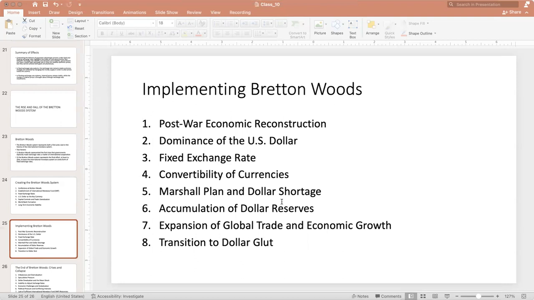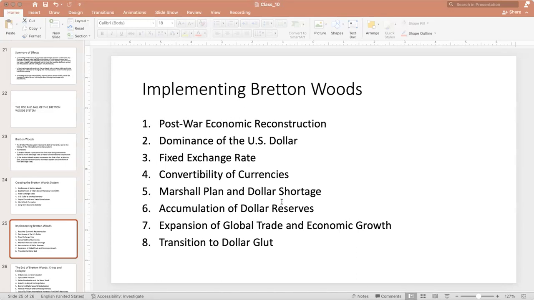Following World War II, many countries were in need of financial assistance for post-war reconstruction. The Bretton Woods system aimed to provide stability and financial support to facilitate economic recovery. Because of that, the US emerged as the dominant economic and military power after the war. So the Bretton Woods system established the US dollar as the key currency, and other countries pegged their currencies to the dollar. This gave the US a central role in the international monetary system.